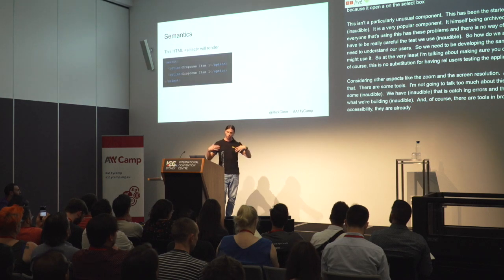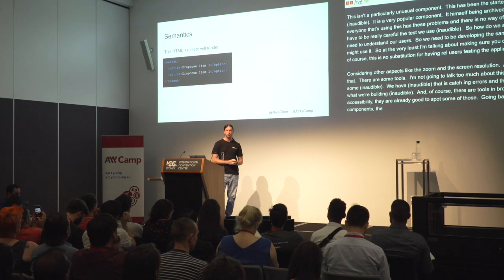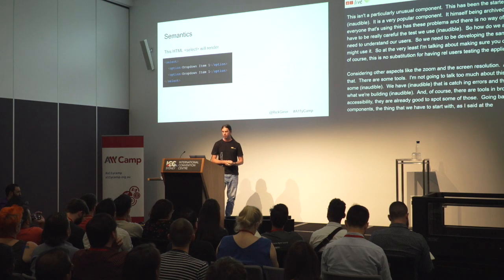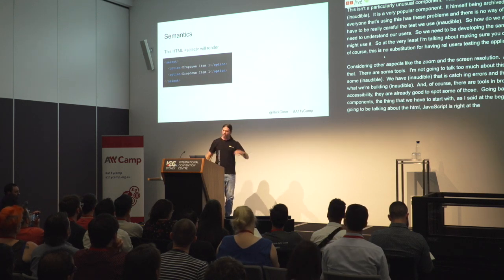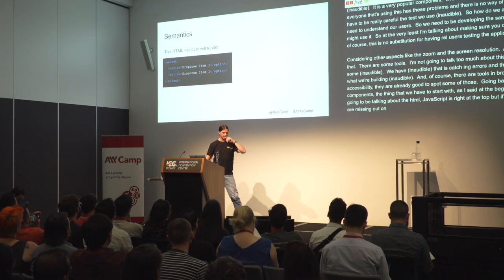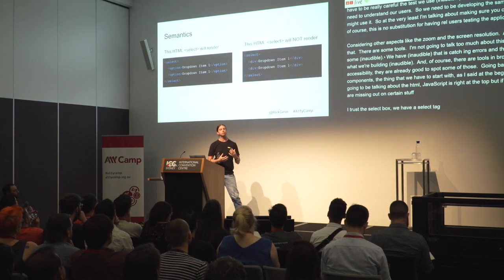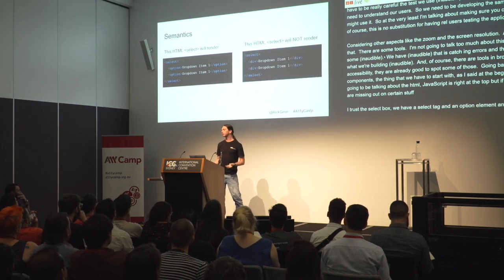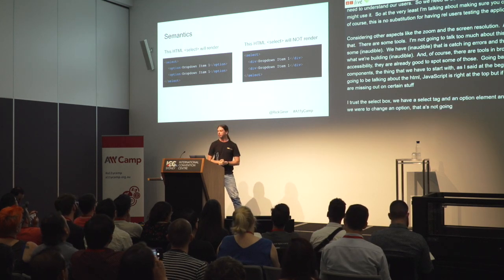But going back to using our components, the thing that I think we all have to start looking for is semantics. As I said at the beginning, a lot of people are going to be talking about the fact that HTML is the web. JavaScript gets applied on the top, but if we're not making sure that our HTML is right, then we're missing out on so much stuff. Back to our trusty HTML select box, we have a select tag and an option element, and that's going to work. If we were to change an option for a div, that's not going to work. And even as a sighted mouse user, very quickly, I will realize that this is broken.